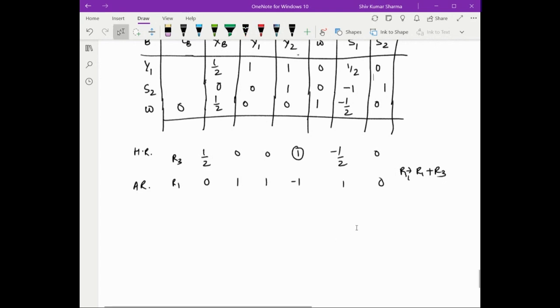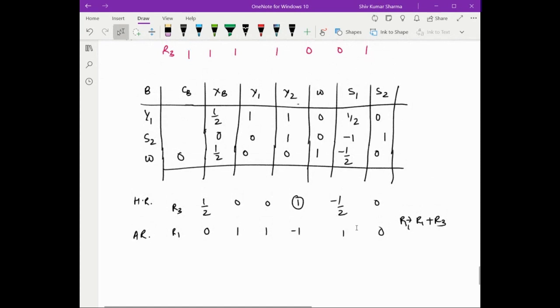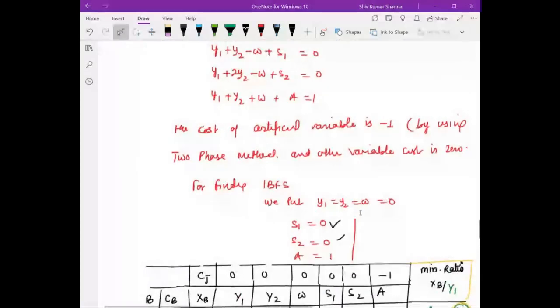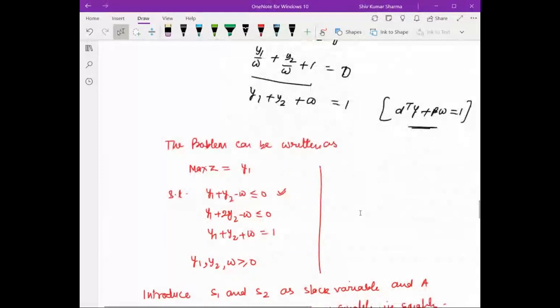Now that the artificial variable is removed from the table, we give the actual cost of the variables. We see the maximum z has only one variable, which is y1. The cost of variable y1 is 1, otherwise the other variable costs are 0. So we can write 1 into y1 plus 0 into y2 plus 0 into omega plus 0 into s1 plus 0 into s2, since the cost of slack variables is always taken as 0. So this is our maximum z.